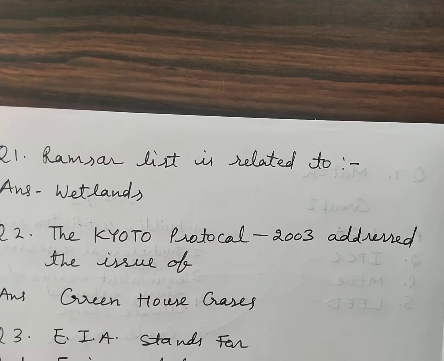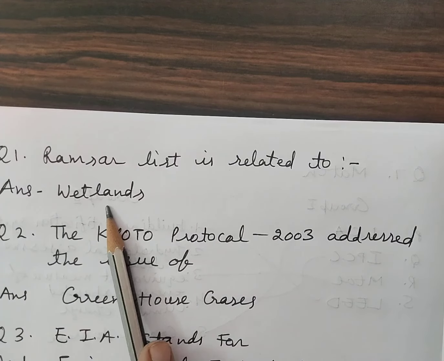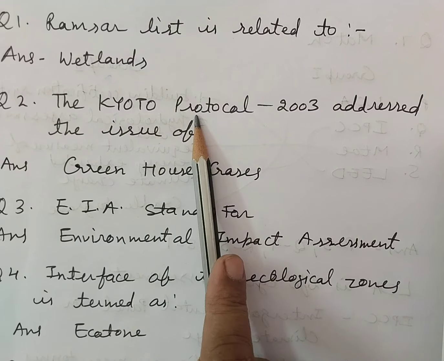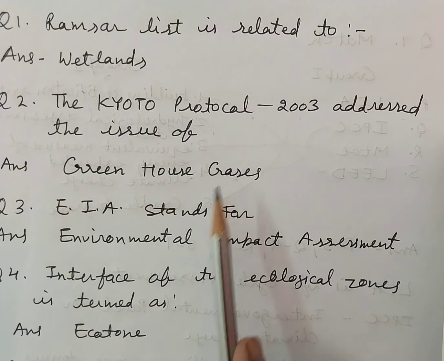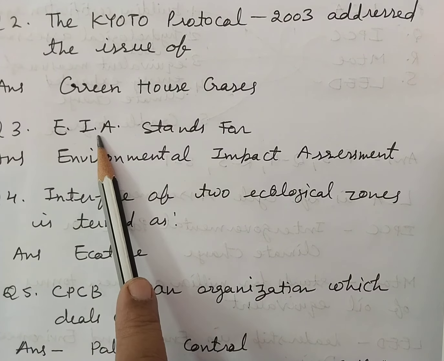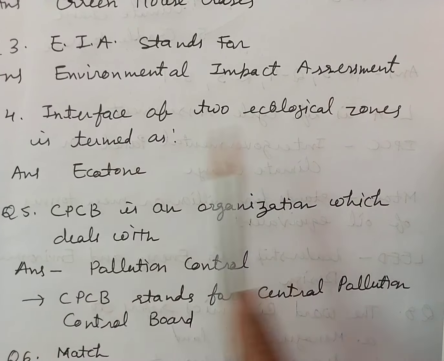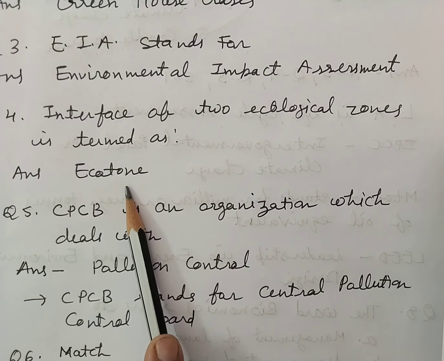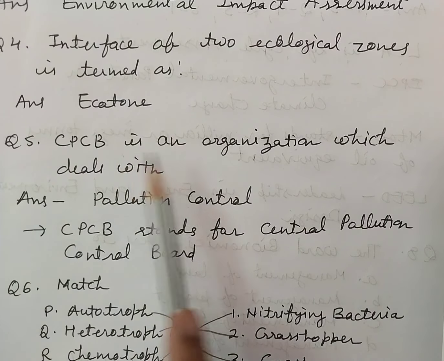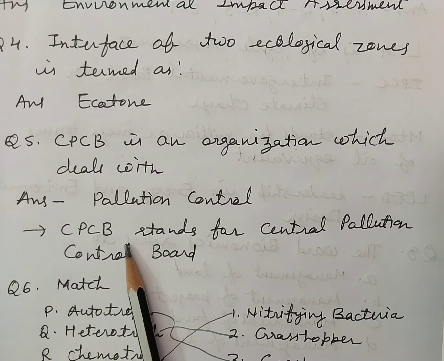Alright. Now coming to more previous year questions. First one: Ramsar list is related to, answer is wetlands. The Kyoto Protocol, that is in 2003, addressed the issue of, answer is greenhouse gases. EIA stands for, answer is environmental impact assessment. Interface of two ecological zones is termed as, answer is ecotone. CPCB is an organization which deals with, answer is pollution control. CPCB stands for Central Pollution Control Board.